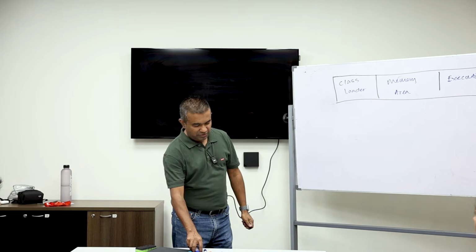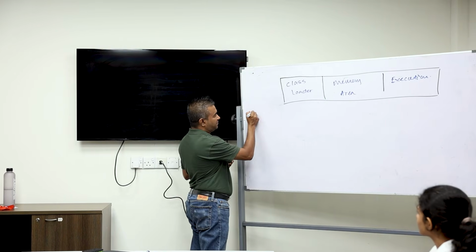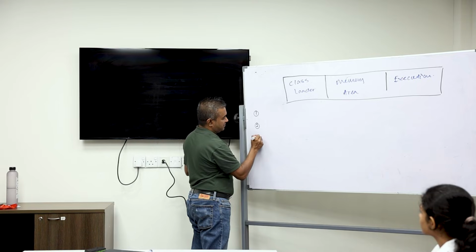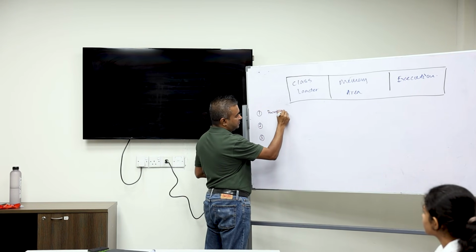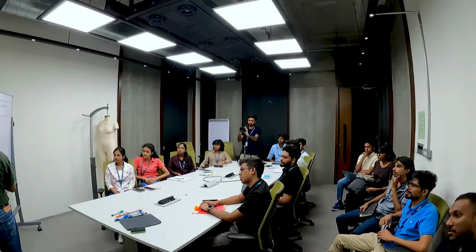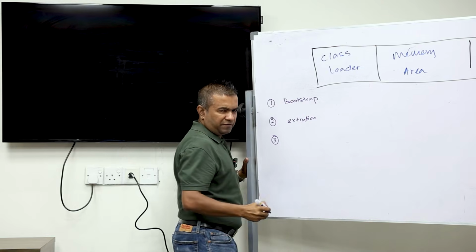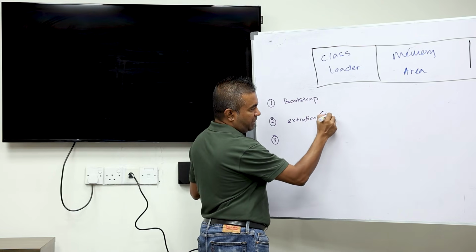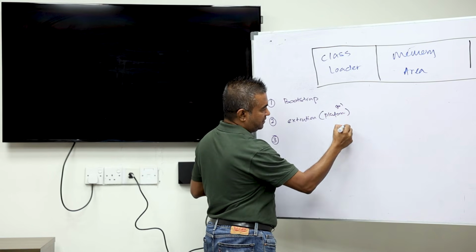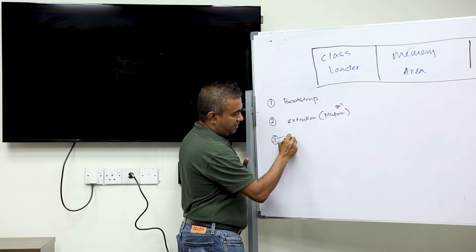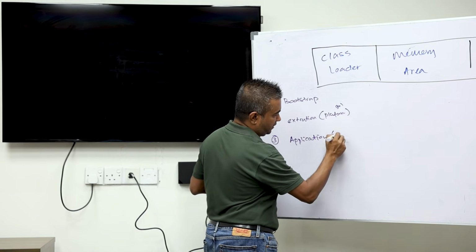And for the class loaders, we have 3 types of class loaders, right? We have the Bootstrap ClassLoader, and then we have the extension ClassLoader. After Java 9, they call this the platform ClassLoader. And then you have the application ClassLoader, also known as the system ClassLoader. Very good, great.